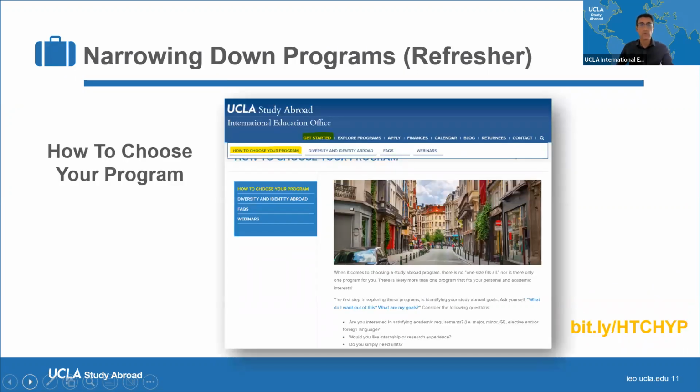One tool that I do want to highlight is on the UCLA IAO website. It's a special page called How to Choose Your Program. And this will ask you specific goals. What are your goals for study abroad? Is it that you just simply want to go abroad to do a language and culture program? Or are you looking to maybe have a professional development opportunity? Or do you want to focus on your GEs or major minor classes? So again, this will help you narrow down your choices.